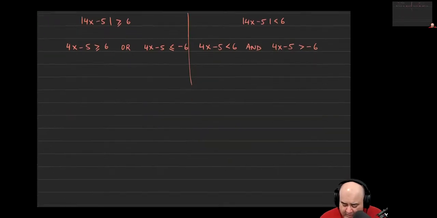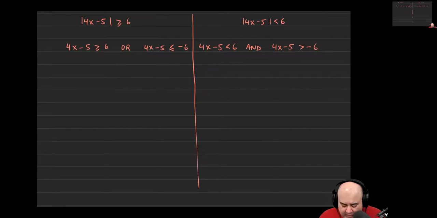So let's actually solve the first one just for practice. 4x minus 5 is greater than or equal to 6, so we add the 5 over to the other side. 6 plus 5 is 11, and then we divide both sides by 4. Since we're dividing both sides by a positive number, the inequality stays put. I don't have to change it. For the other inequality, we add the 5 again, so negative 6 plus 5 will be negative 1, and then we're dividing both sides by 4.